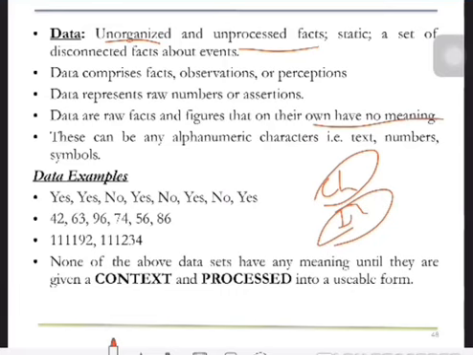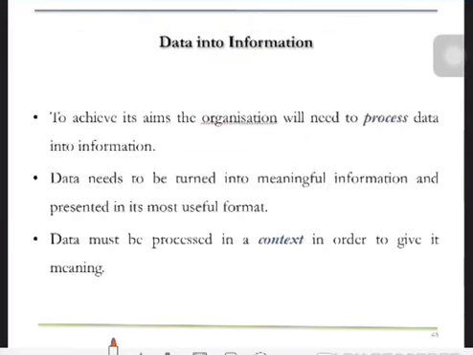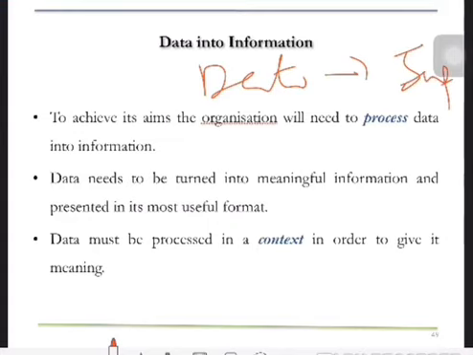None of the above data sets have any meaning until they are given a context and processed into a usable form. But if you give such data a context and process it, then we can convert such data into information. So that's the main difference between data and information. In order to convert data into information, we need a system, and such a system we call an information system. So first we have data, then we have information.